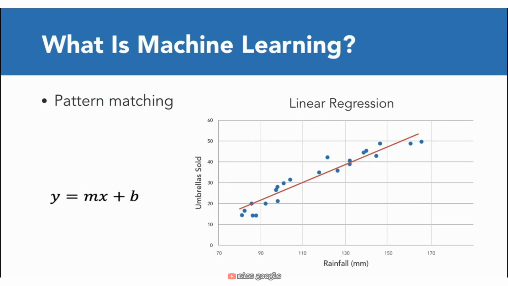Remember back to our definition. Fit a function to examples and use that function to generalize and make predictions about new examples. So we covered that first part. We have a function or a model that is fit to data, that's this line. Now, what does this model allow us to do or say? Well, if it happens to rain 110 millimeters, even though I don't have any examples of days where it rained exactly 110 millimeters, I can say that based on my model, we could expect about 30 umbrellas to be sold. So this is a very simple example of a machine learning model.